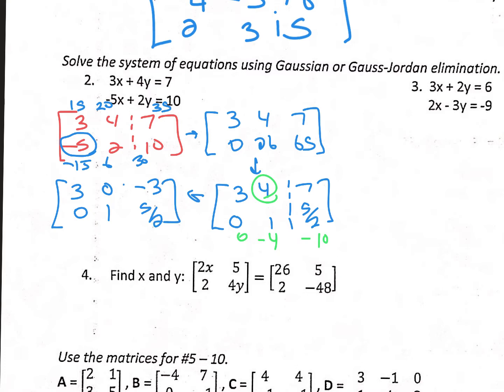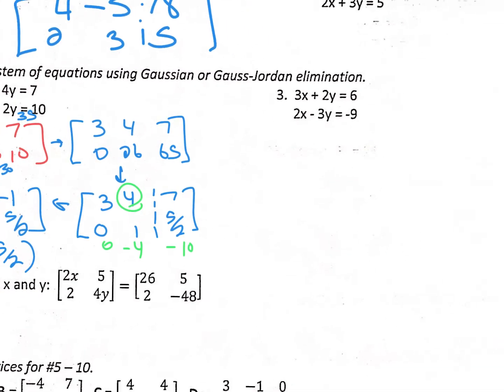Now to finish up, I need one more thing. I need that 3 in my top row to become a 1. So I'm going to use my eraser here. I'm going to divide the whole row by 3. So that 3 becomes a 1. 0 divided by 3 is still 0. And if I go -3 divided by 3, I get -1. And that's pretty much it. Don't forget to write your answer. Your x is -1. Your y is 5 halves.